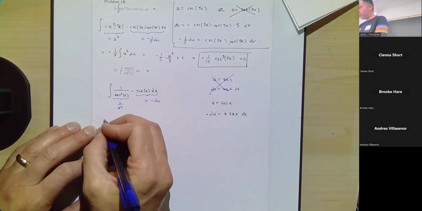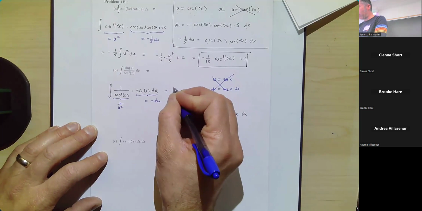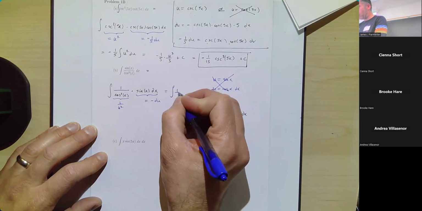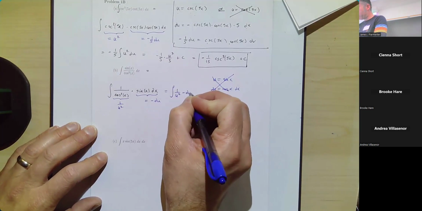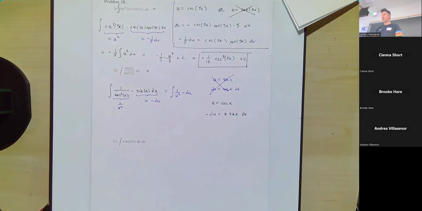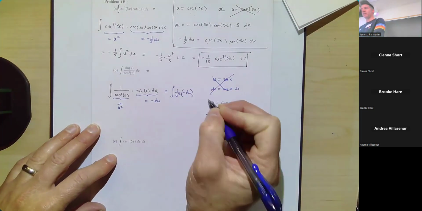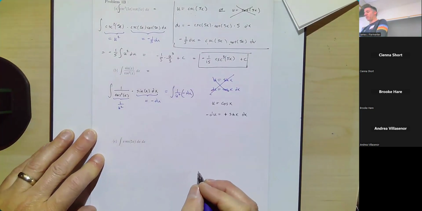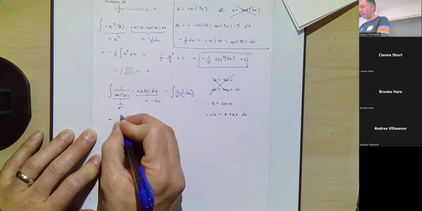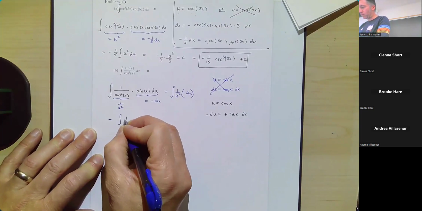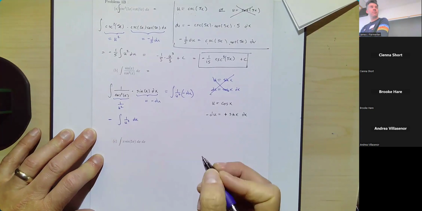Now be careful. I really don't want you to write it like this. I'm going to cross it out. If you write it like that, it looks like you have 1 over u squared and you're subtracting du from it. You should never be adding or subtracting du. You're always multiplying by du. This is really 1 over u squared times negative du. But I would just put the negative out in front, as negative 1 over u squared du.